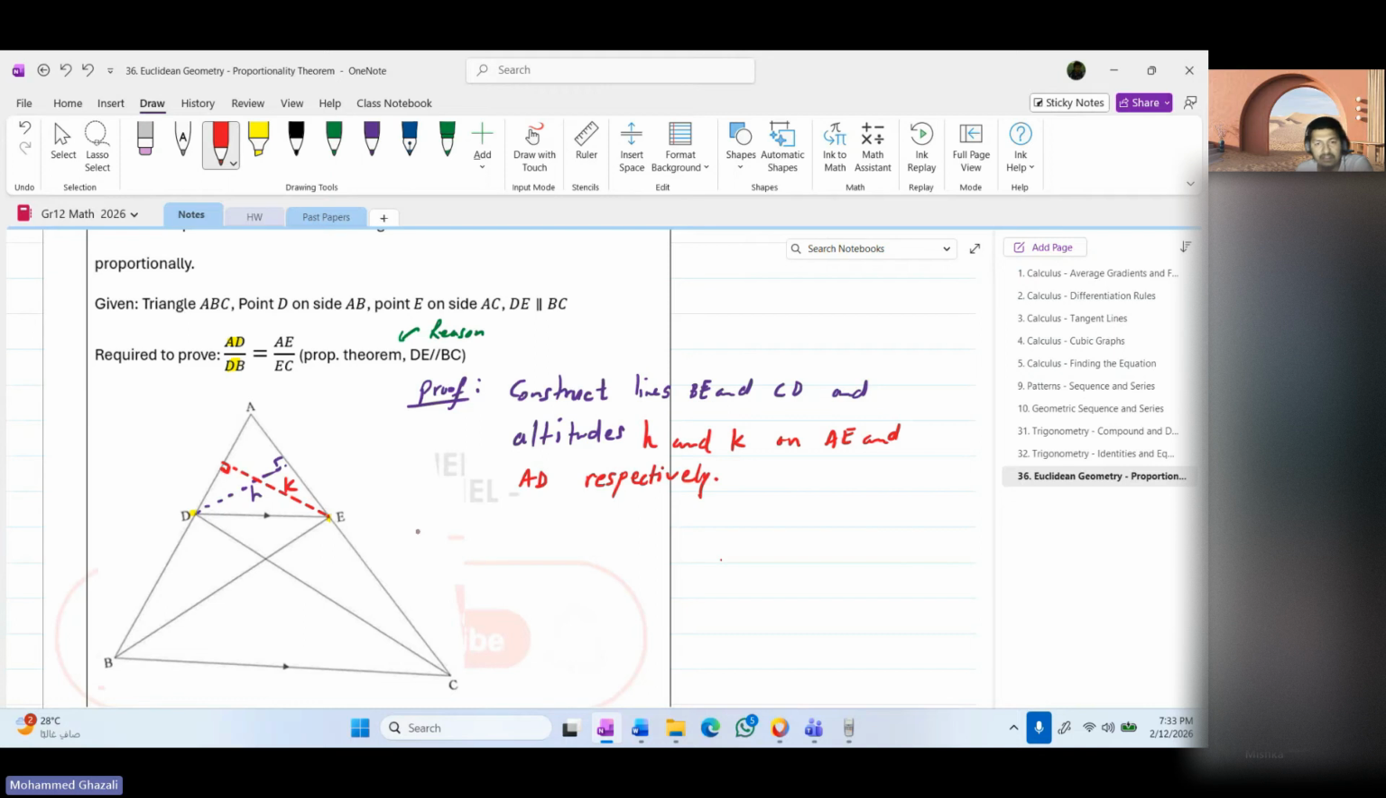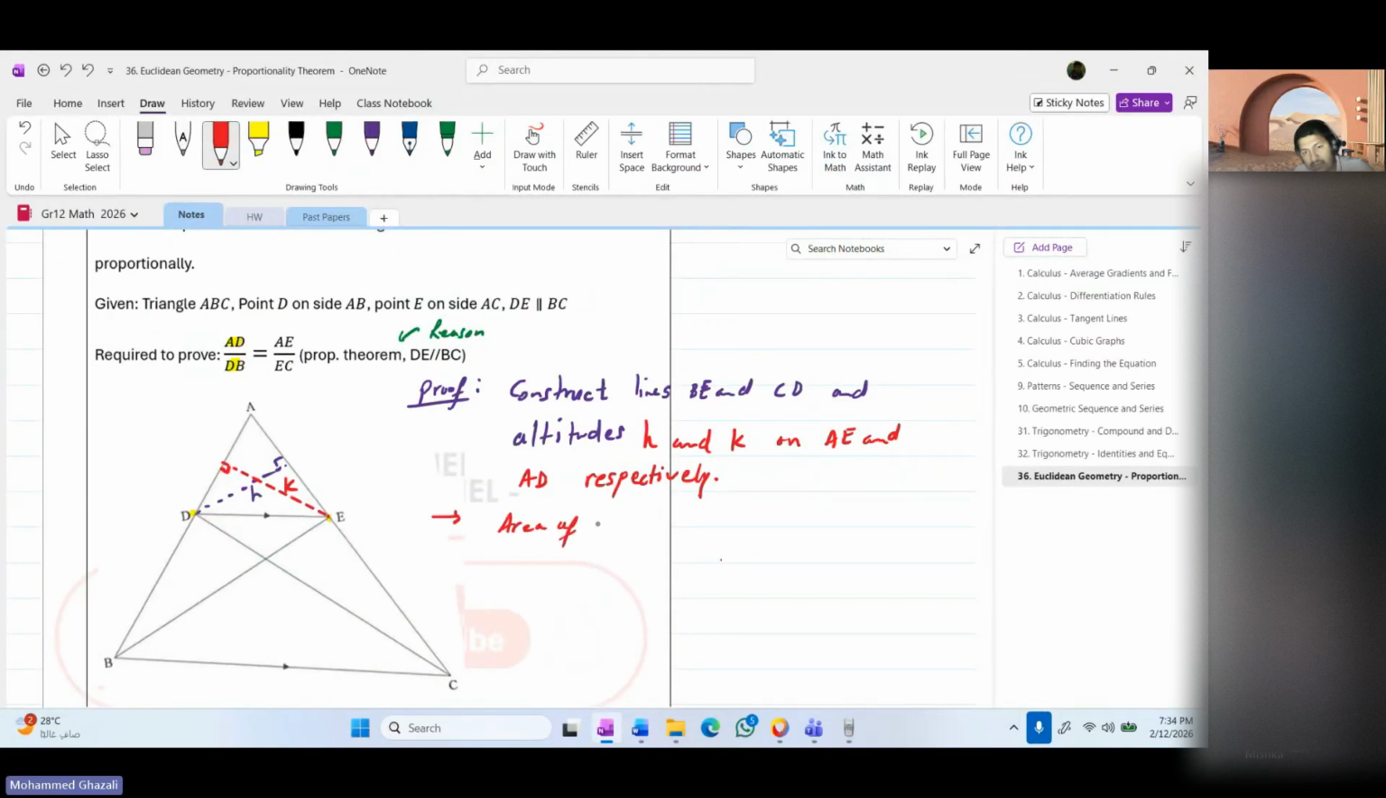Okay, now the proof starts. You're going to take a ratio of areas. Ratio of what areas? Focus on this triangle first. Remember, we have parallel lines. So we're going to choose triangle ADE, because we want AD and we want DB, and triangle EDB.